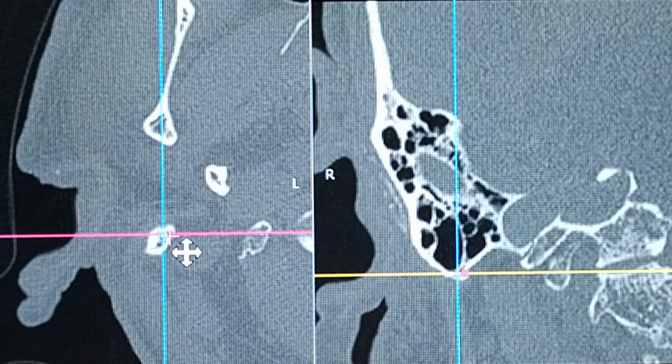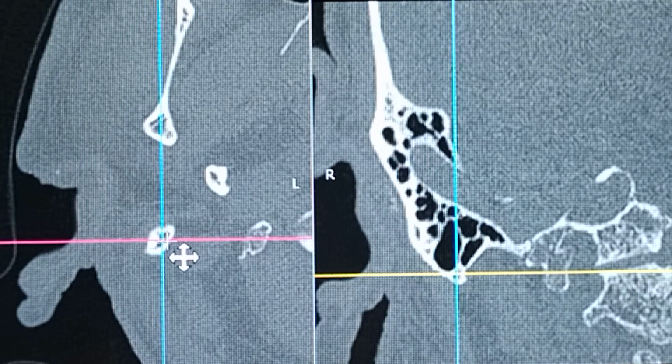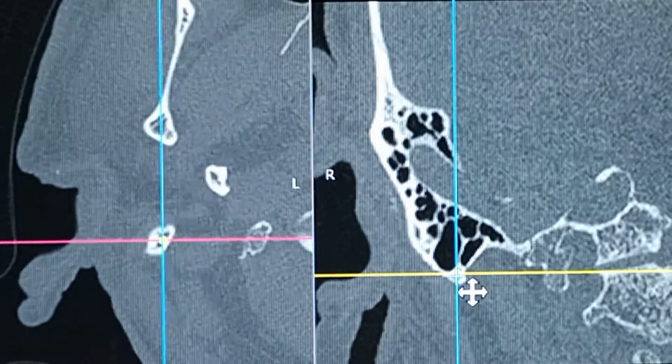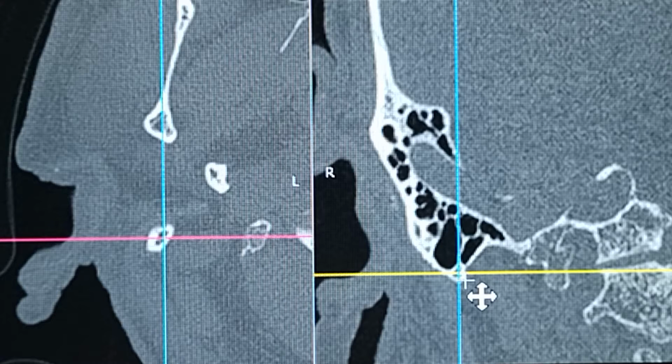Okay, now I'm going to show you these 3 structures on axial and coronal at the same time. So if you can see, this is my navigation cursor. I have kept it on the mastoid tip, and if you can see on the coronal section, the navigation cursor is at the tip of the mastoid. So this is the mastoid tip. You can confirm that on the coronal section.